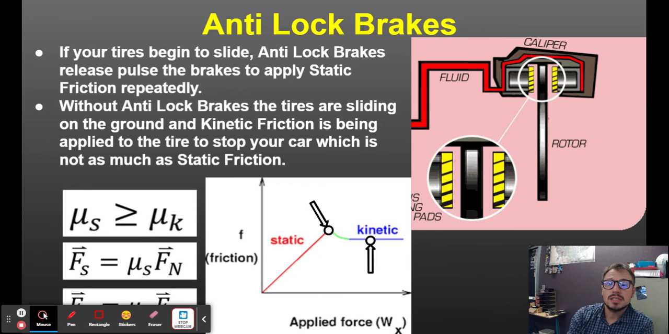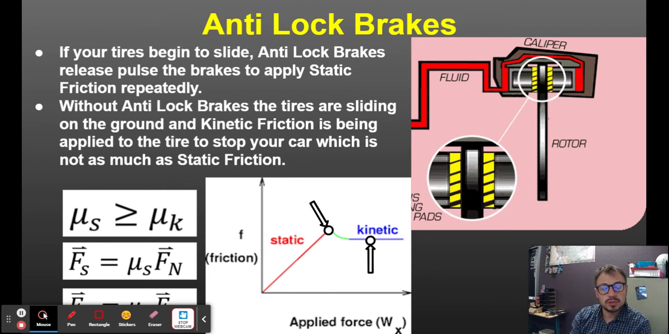Without anti-lock brakes, the tires are sliding on the ground, and kinetic friction is being applied to the tire to stop your car, which is not as much as static friction. So if your wheels lock up, your tires are sliding, and that's kinetic friction.